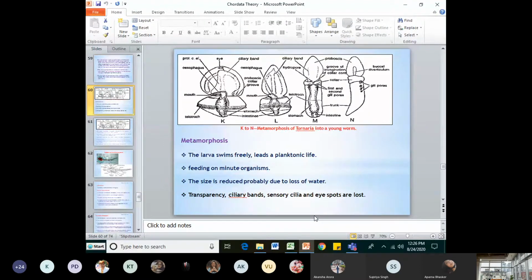So about the metamorphosis of Tornaria, as you can see, there are four diagrams placed on this slide from K to N. So K is the fully grown Tornaria larva, and the last one is the developing Balanoglossus worm. You can compare diagram K with N, and you can also see the changes taking place in the intermediate stages of Tornaria larva during the development. So as you see, there are ciliary bands which are not there in the developing larva stage.